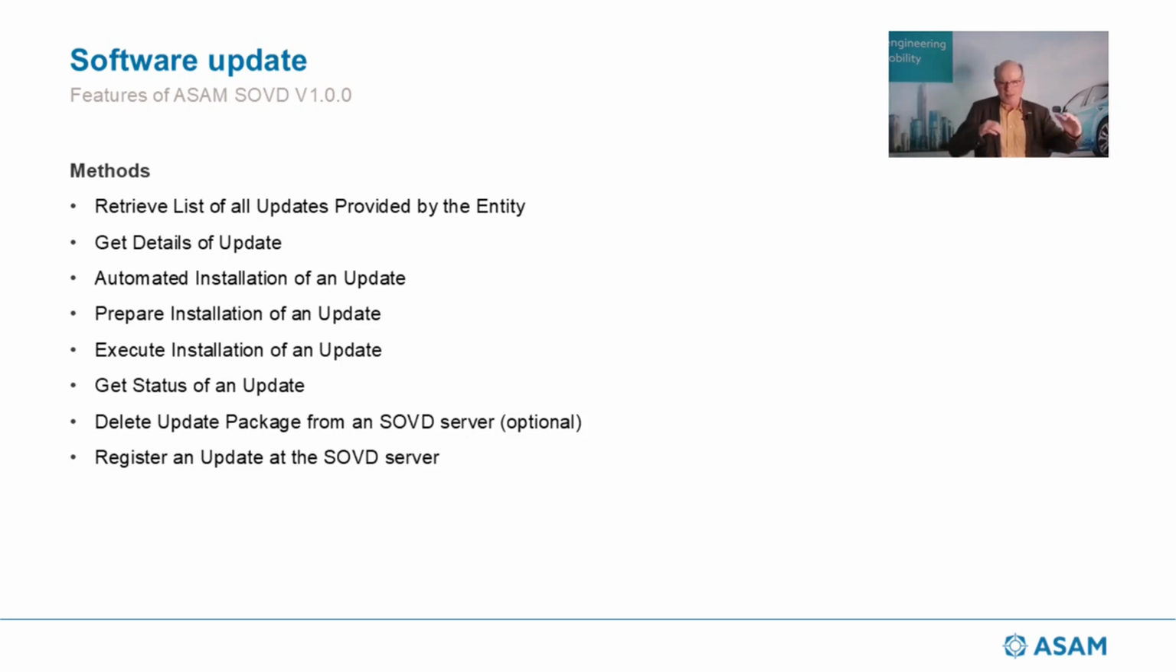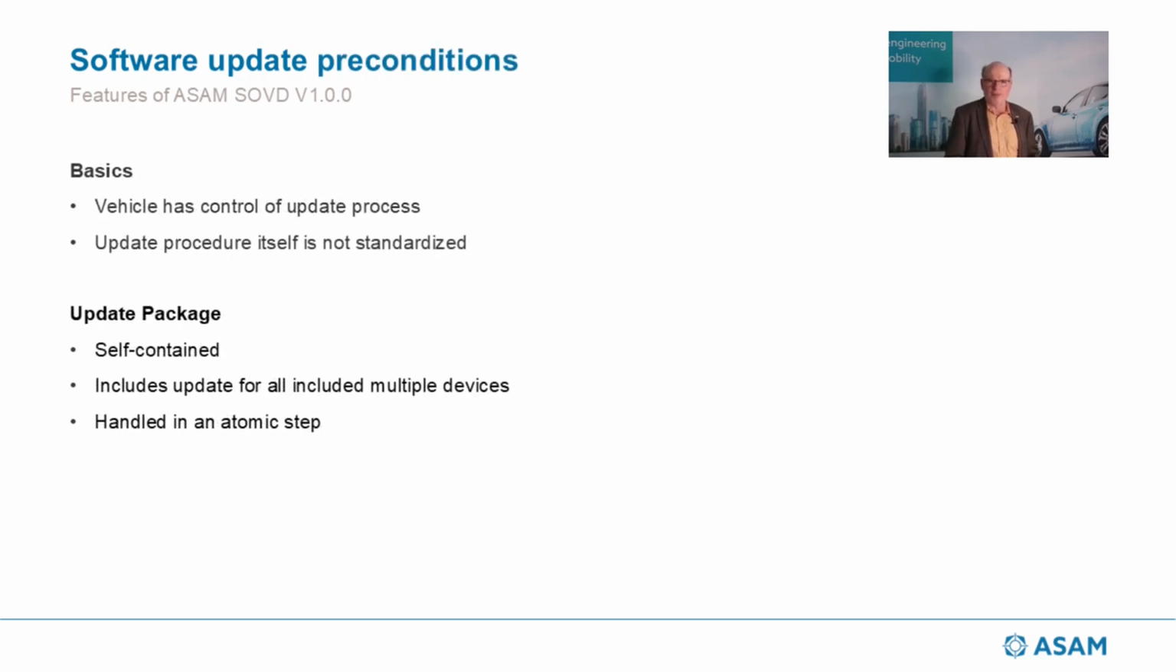And we distinguish here only between 2 update mechanisms. One is the so-called automated installation of an update, where you have only one command and everything is done. And the second is where we distinguish between prepare and execute. So this means we have a 2-step approach. That's the only thing that is done.